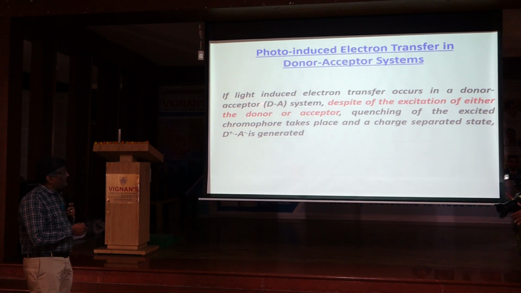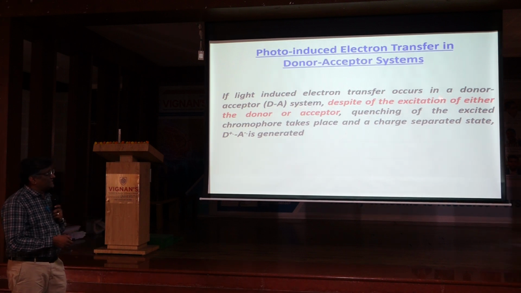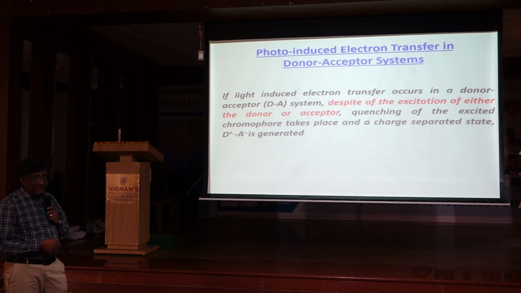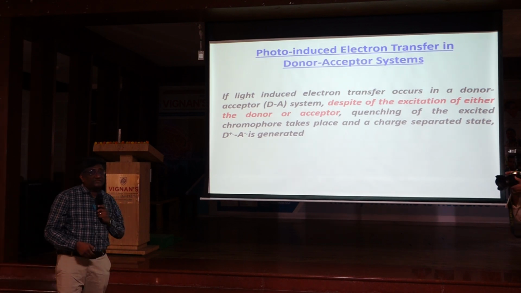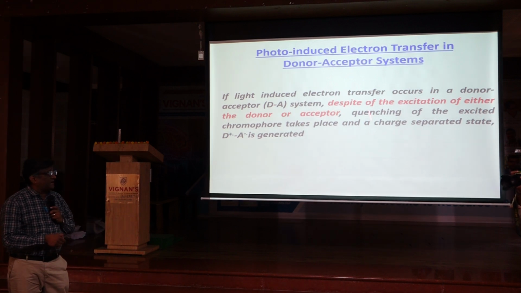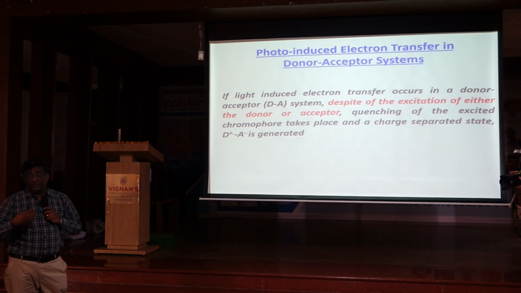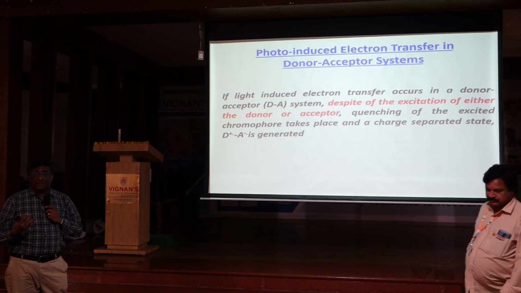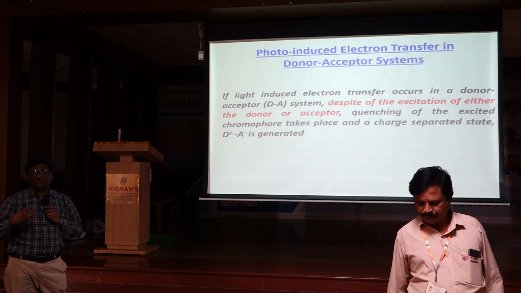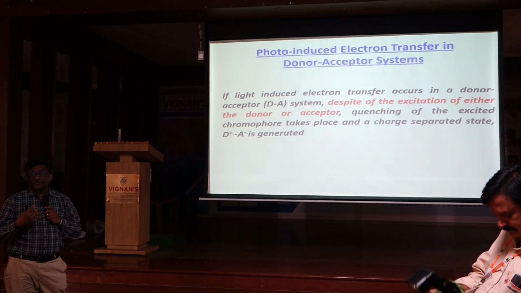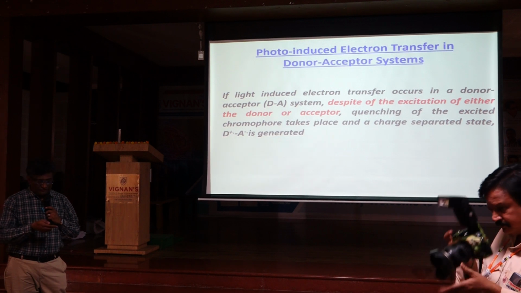So if light-induced electron transfer takes place in a donor-acceptor system, regardless of the excitation of either donor or acceptor, quenching of the excited state takes place by the formation of a charge-separated state. This is the main important statement. So in a way, if you are selecting a photocatalyst, it doesn't really matter whether it's oxidative quenching or reductive quenching; it matters, but you have to see the excited state oxidation and reduction potentials, and based on that you have to select it. That will actually decrease your load of making different types of photosensitizers.